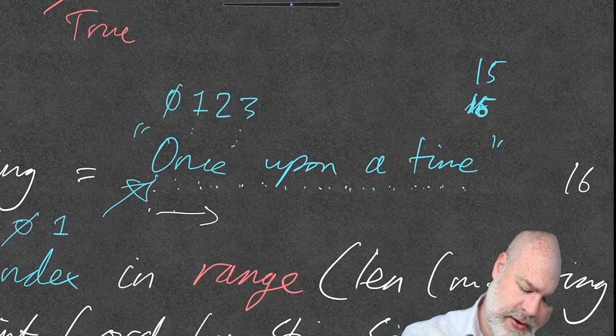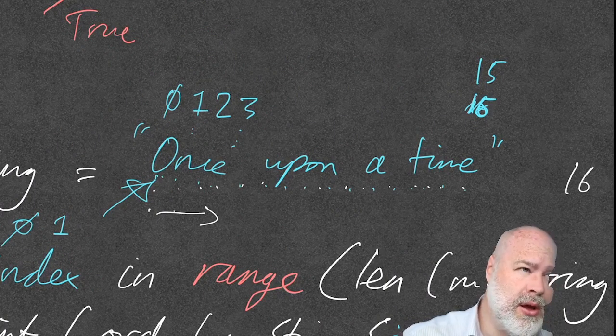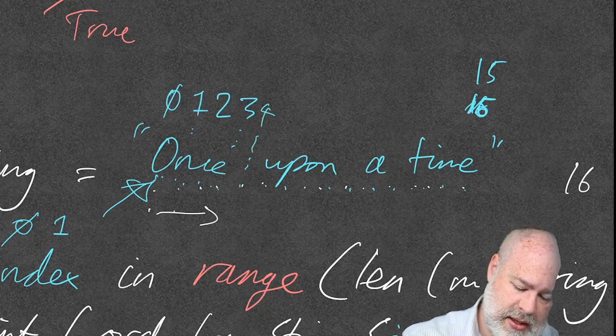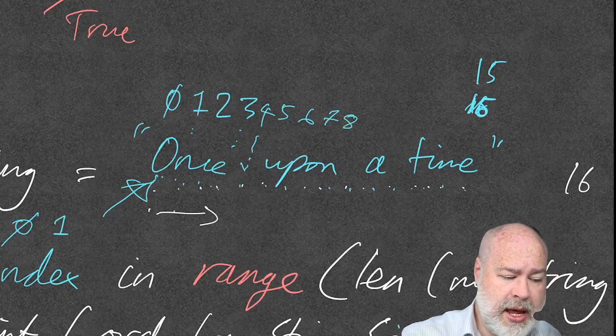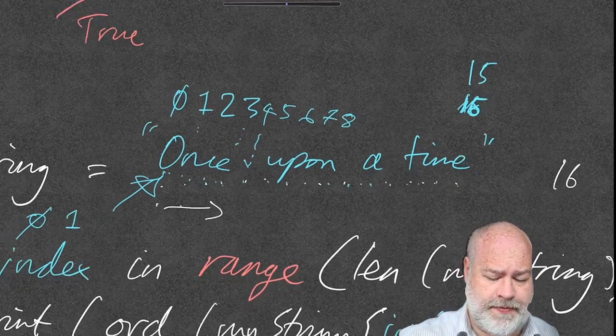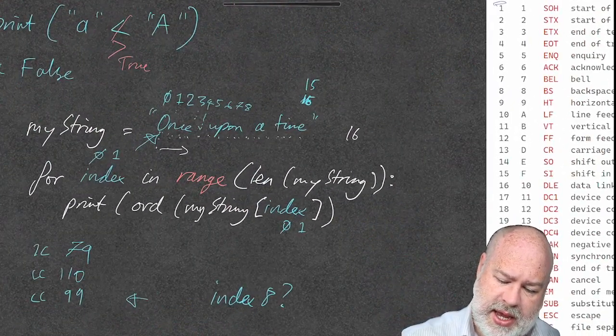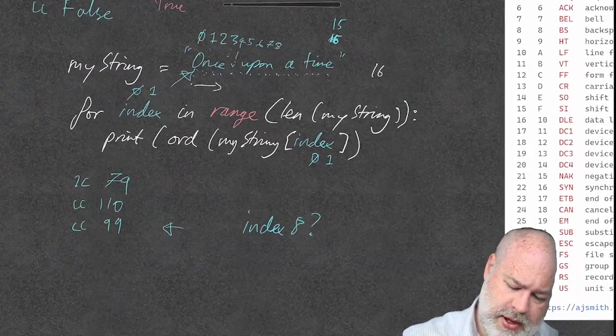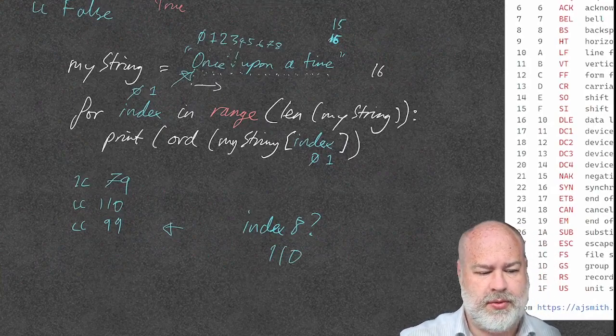So let's just have a look. Index 0 is our big O, index 1 is N, index 2 is C, index 3 is E, index 4 is our space, index 5 is U, index 6 is P, index 7 is O, and then index 8 is our lowercase n. And let's find lowercase n. 110. So the answer to that hypothetical question would be 110.